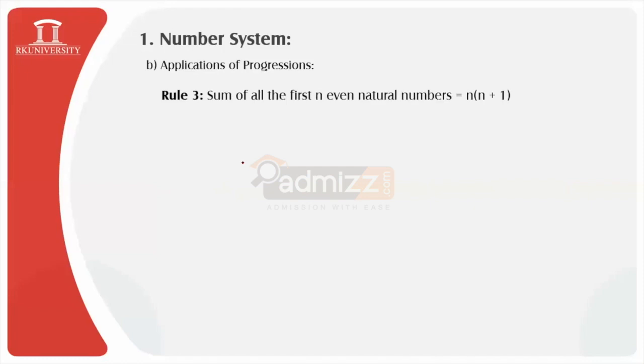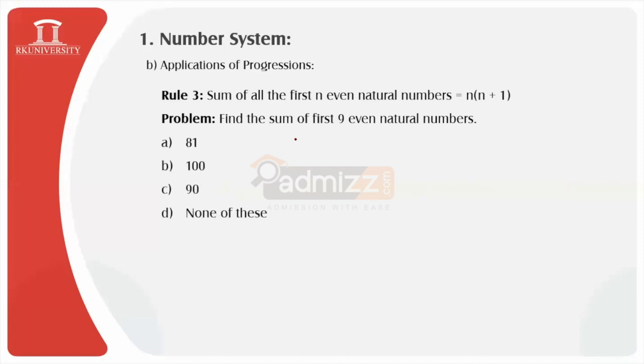Second rule you have to apply. Now, the sum of all first n natural numbers is n in the bracket n plus 1; you have to use these formulas. So find the sum of the first n even natural numbers. Then what will you do? Find the sum of the first 9 even natural numbers. Suppose the options are 81, 100, 90 and none of these. So keep here 9. 9 plus 1, 10, 9 times 10, 90. 90 is your answer. So in this way, you have to apply this.